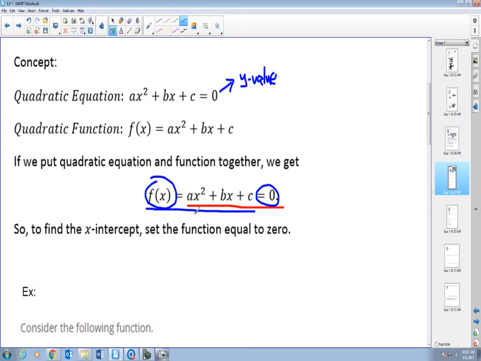So to find x-intercept, all we have to do is set my entire function equal to 0 and solve for x. Okay, that's how we made the connection between the equations and the graphs.